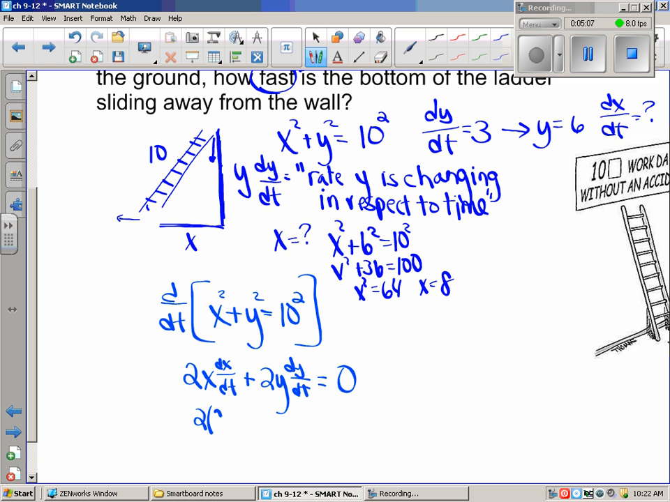So now let's fill in the information that we know. We know that x is 8. We do not know what dx/dt is. That's what we're trying to figure out. We know that y is 6, and we know dy/dt is 3. And so from there, we have 36. I'm going to bring that to the other side, making that negative 36, and I'm going to divide by 16 to get dx/dt. Obviously, we can simplify that to be negative 9 over 4. And so that would basically say that our rate is negative 9/4 feet per second, that it is sliding away from the wall.